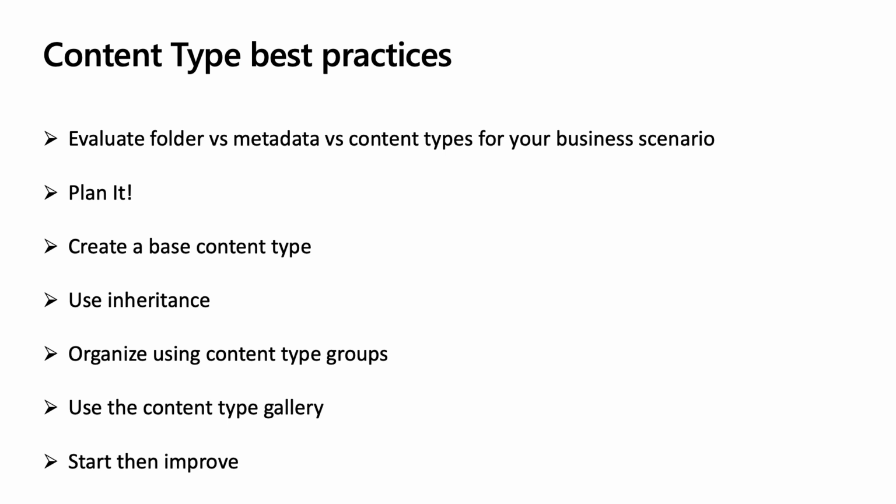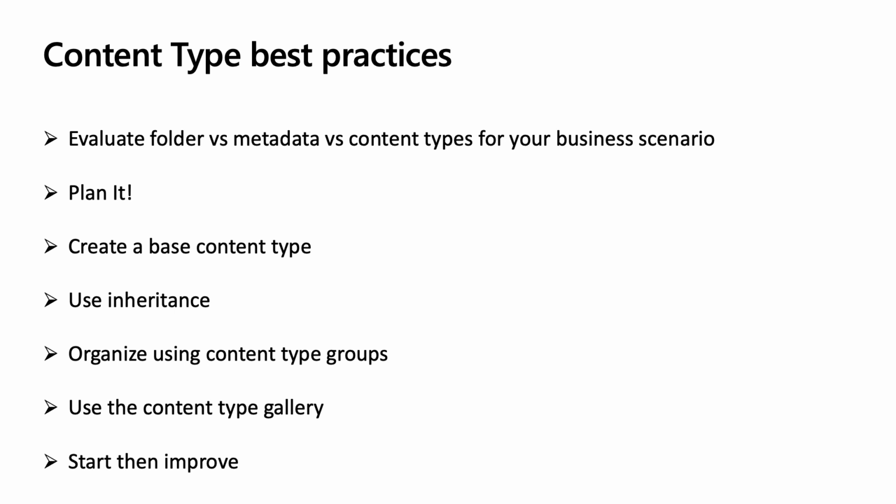Create a base content type that can be your foundation. Being able to set up a hierarchy will reduce redundancy of properties and the effort. Use inheritance as much as possible. Remember, if the wheel is already invented, maybe all you have to do is customize it. Use meaningful content type groups to organize your content types so that others can find it and use it. You now have the modern content type gallery where you can manage all your content types in your organization.